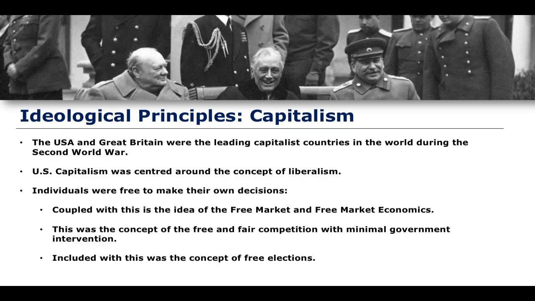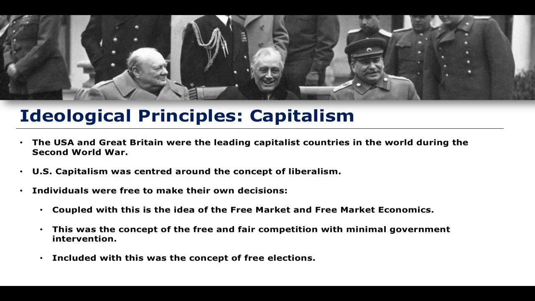The government doesn't get involved in the economy in any meaningful way, and this is also included with the idea of free and fair elections and basic principles of democracy. Now, this isn't exactly what capitalism requires. You can have capitalism without democracy. You can have things that aren't capitalist with democracy.